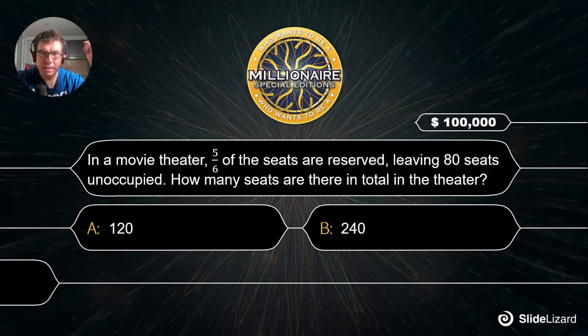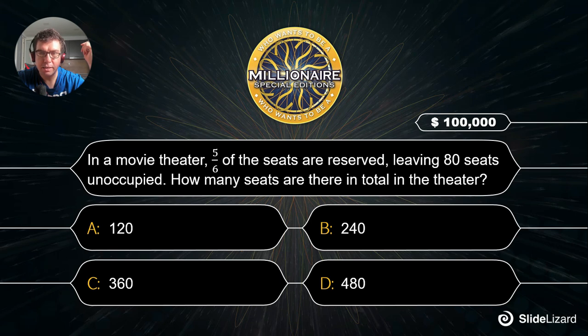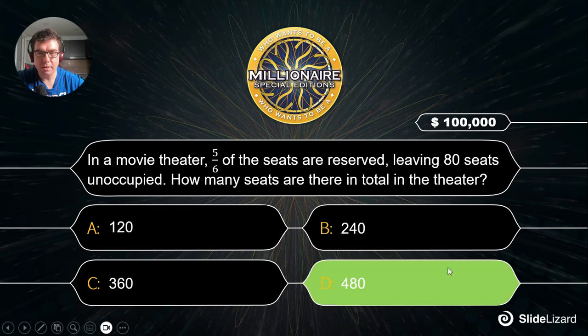In a movie theater, 5/6 of the seats are reserved, leaving 80 seats unoccupied. How many seats are there in total in the theater? Is it 120, 240, 360, or D, 480? Okay, and the answer is D, right? 480. So if 5/6 of the seats are reserved, which part of the total amount is unoccupied? Well, obviously the total amount would be 1 or 100%. So in terms of part or fraction of the total amount, we are left with 1/6. Yes, so let's write it down.